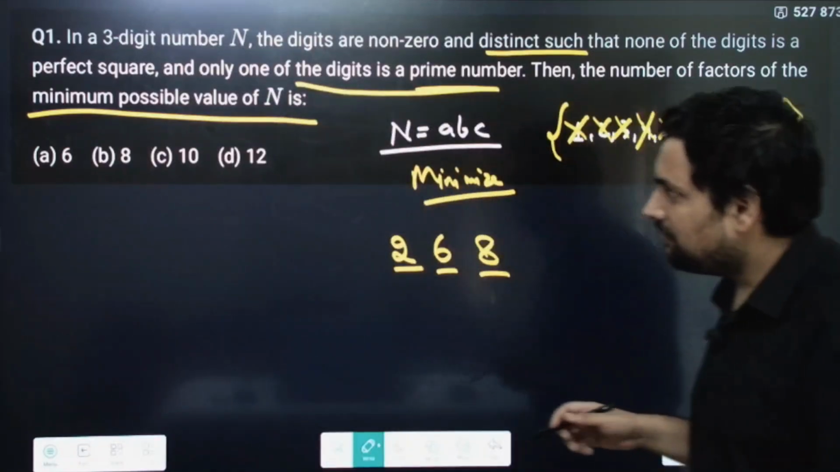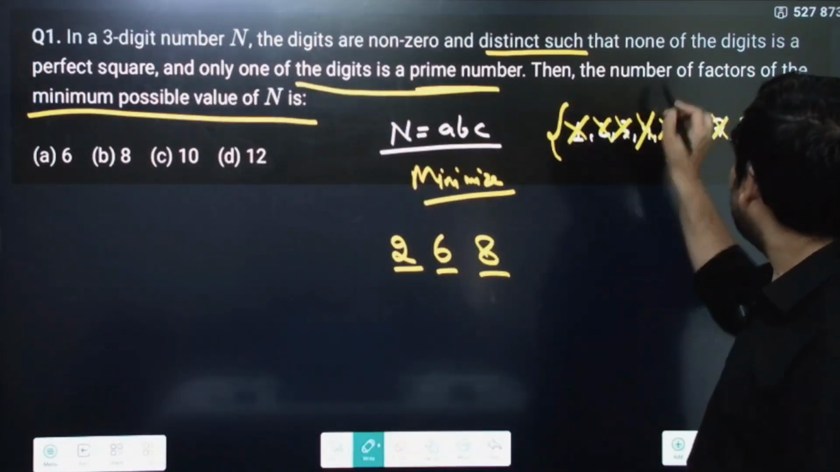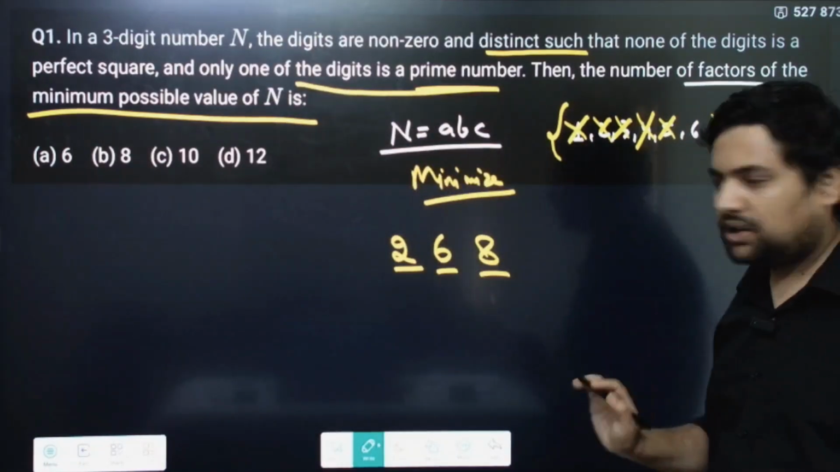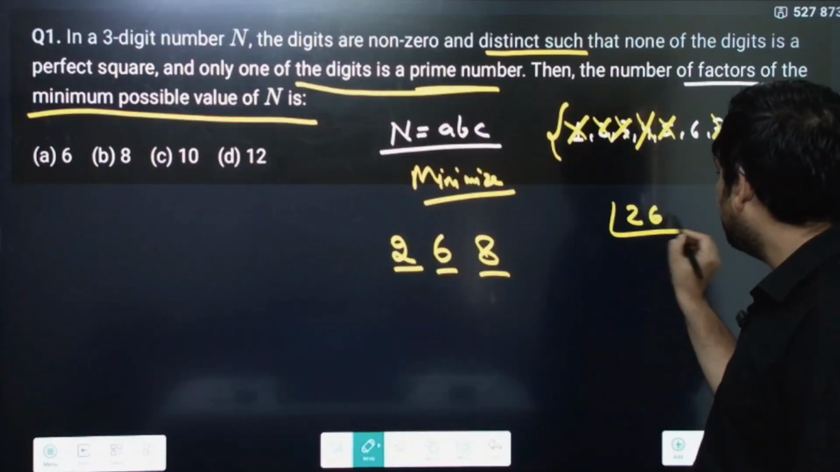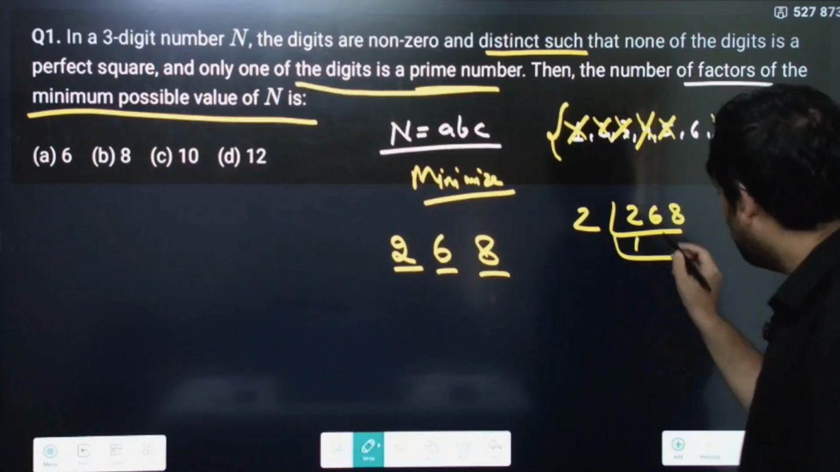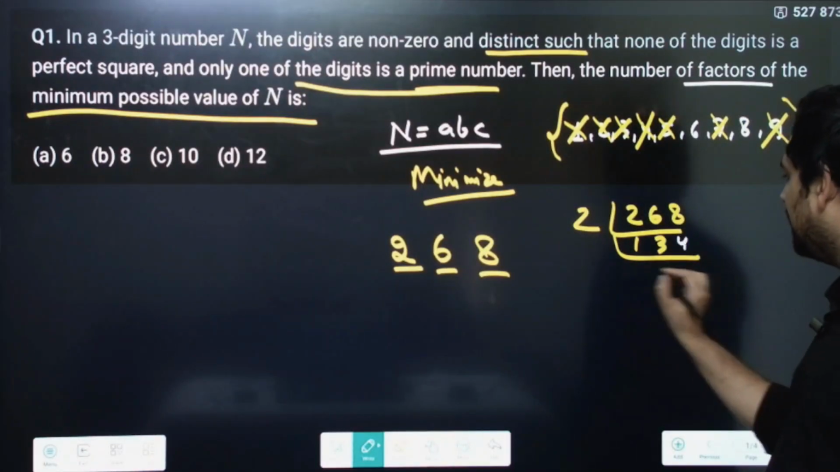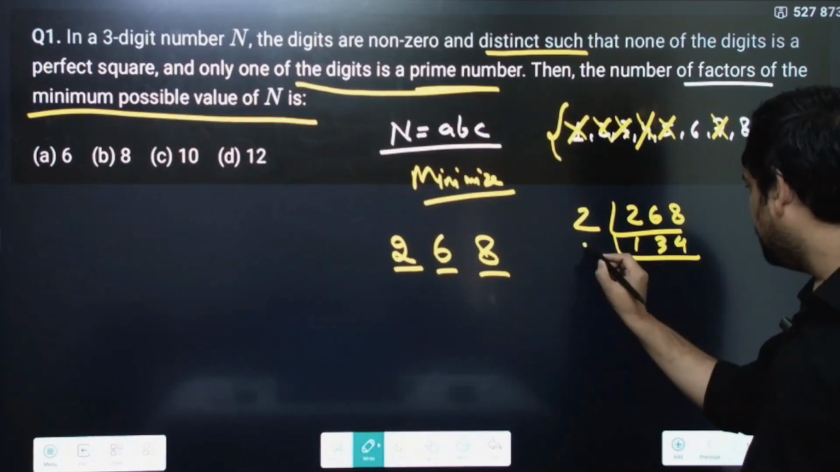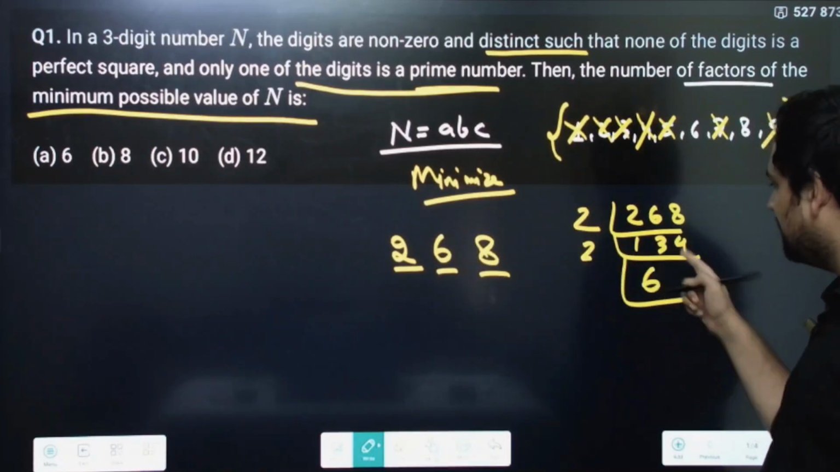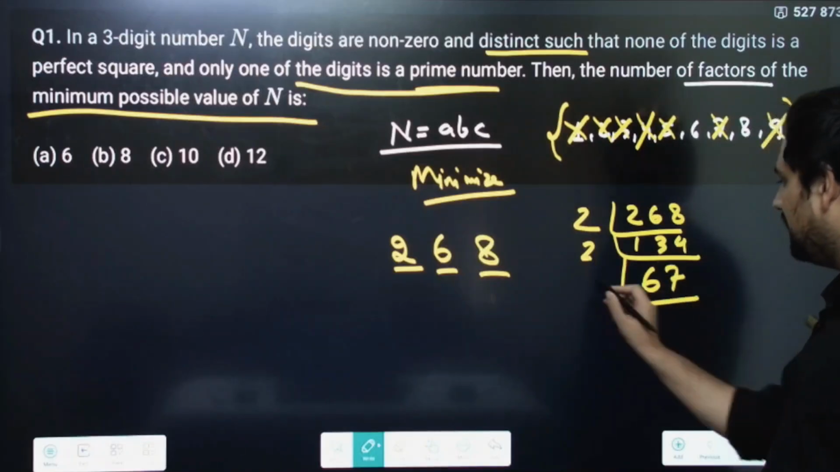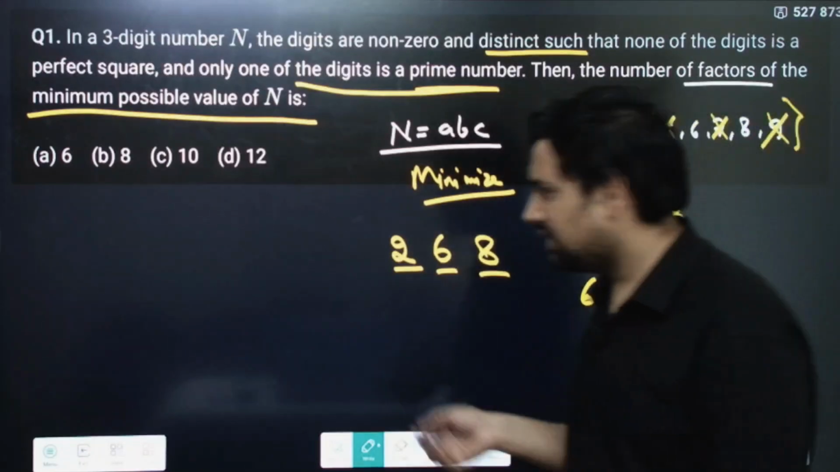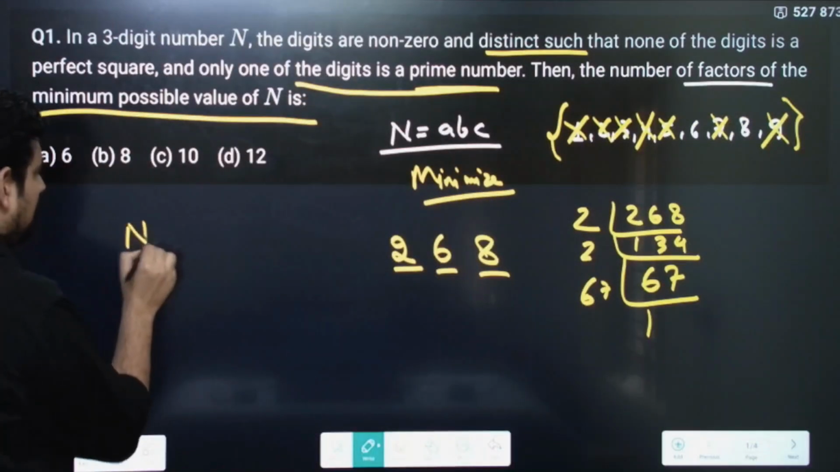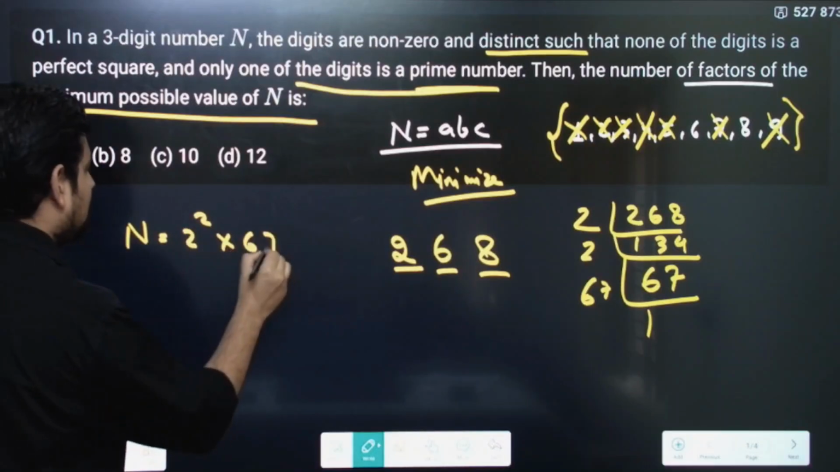Now it is asking for the number of factors of this n. Very easy. 268: divided by 2, it goes 134 times, then divided by 2 again, it goes 67 times. 67 remains, which is prime. So what you got is n equals 2 squared times 67 to the power 1.